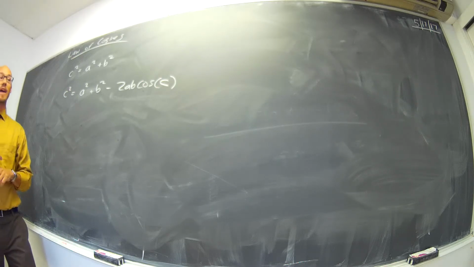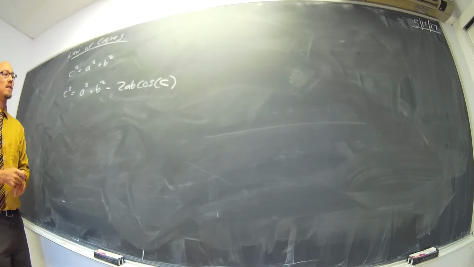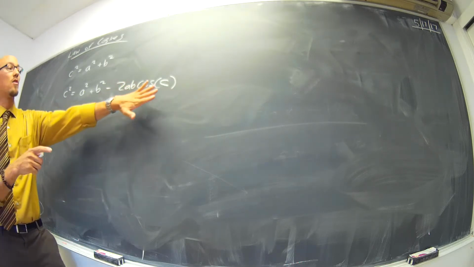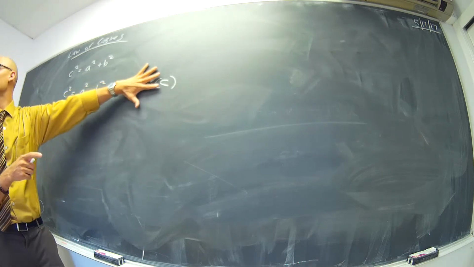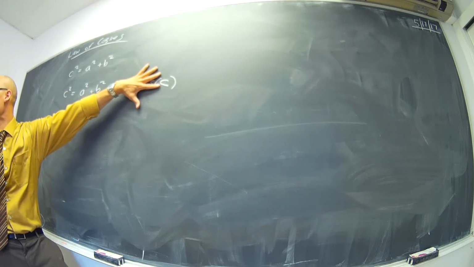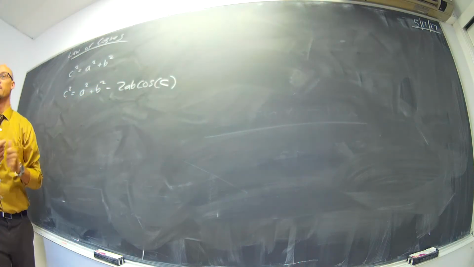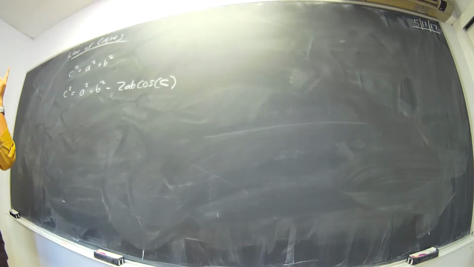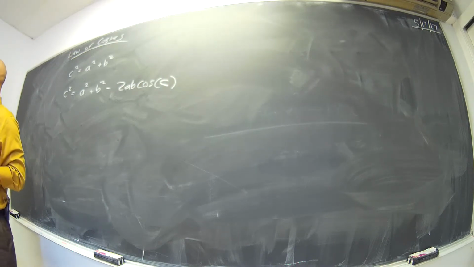Cosine of 90 degrees is 0, so when it's a 90-degree triangle, this is 0 times who cares? This is all 0. So when it's 90 degrees, this vanishes, and Pythagoras was correct after all. So it's a special case with the right triangle.